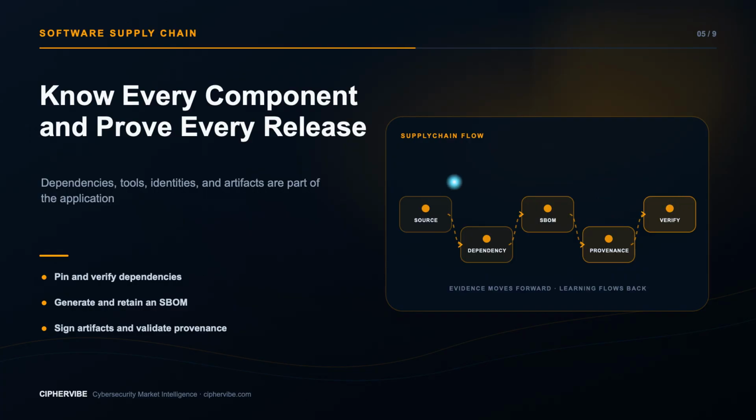Sign artifacts through a controlled service and verify signatures at promotion and deployment. Preserve source revision, dependency lock state, build platform, test results, waivers, digest, signer, and destination.